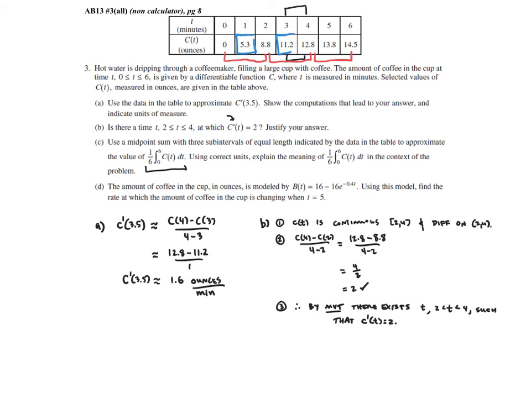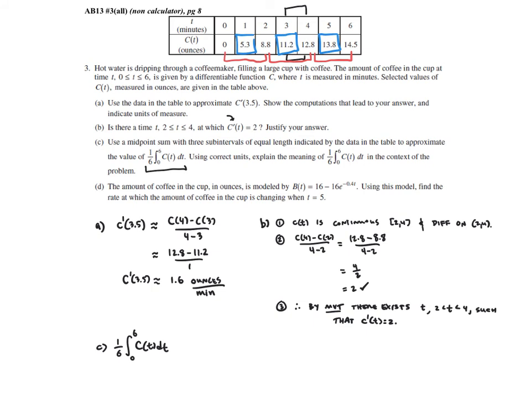Now I'm going to highlight the values that are in the midpoint of each of those intervals. And those values are going to be utilized here in just a moment. Okay, so for part C, 1/6 of the integral from 0 to 6 of C of t.